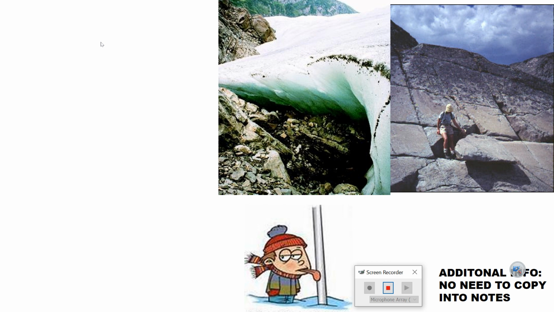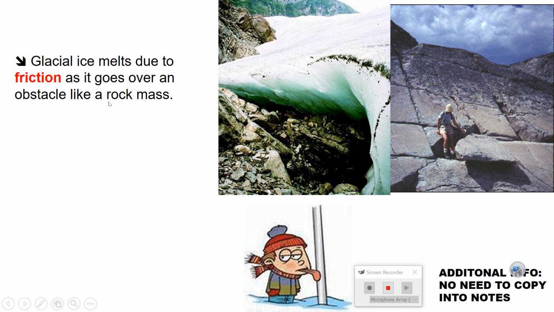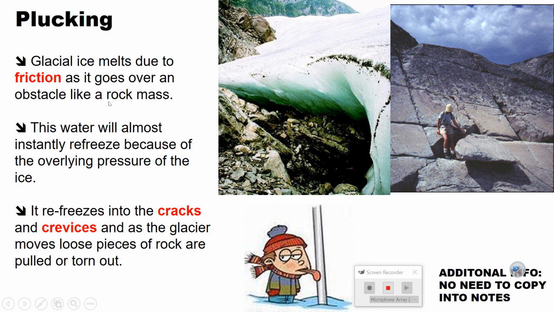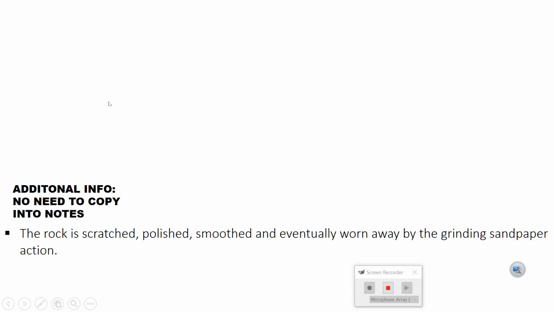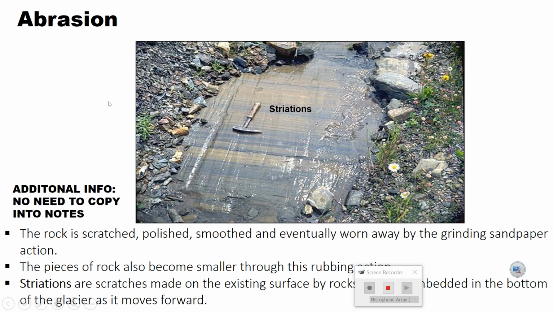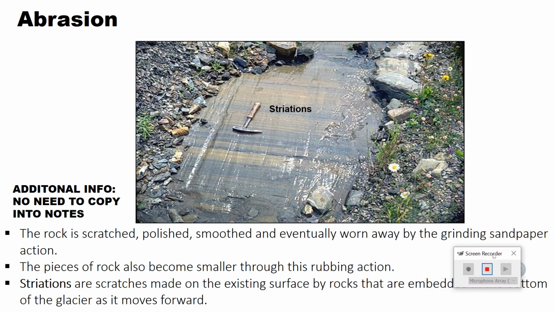And there's a few bits of extra information on the slide here. You can just have a little read of that, just the idea about friction and water freezing and how it works with that plucking action. Again, another little bit of extra information. The rock is, as I said, scratched, polished and smoothed as it's worn away by the grinding sandpaper action of abrasion. Okay, and those pieces of rock become smaller through this rubbing as well inside the glacier.